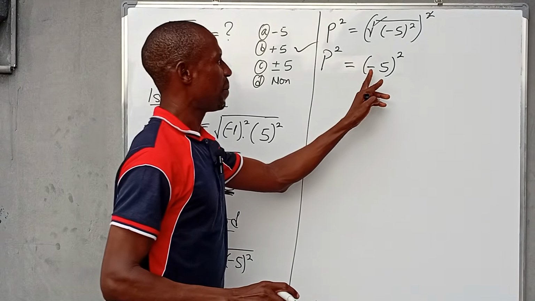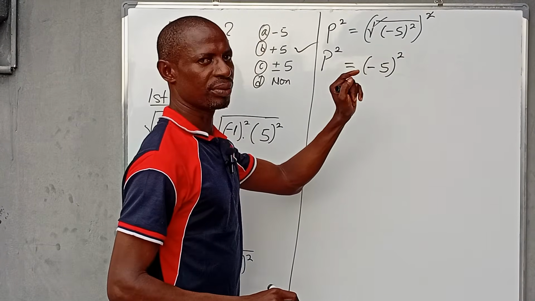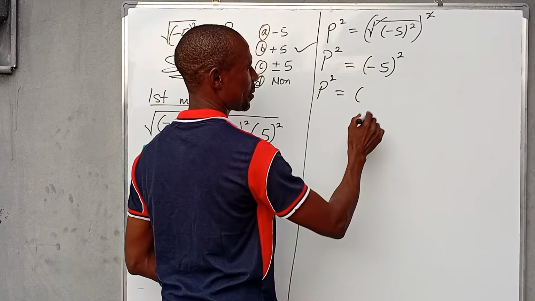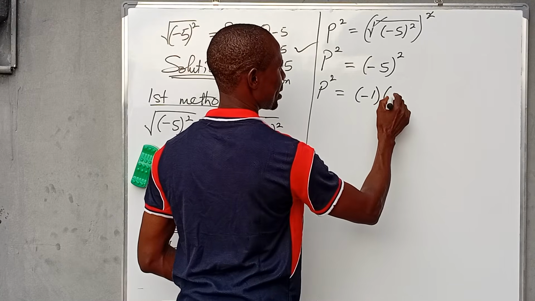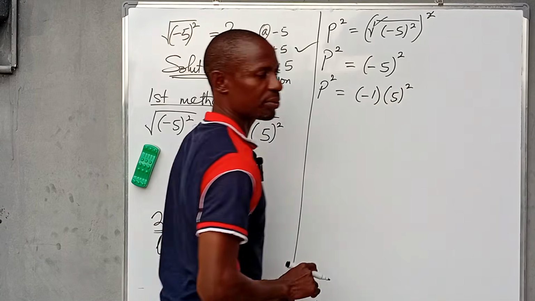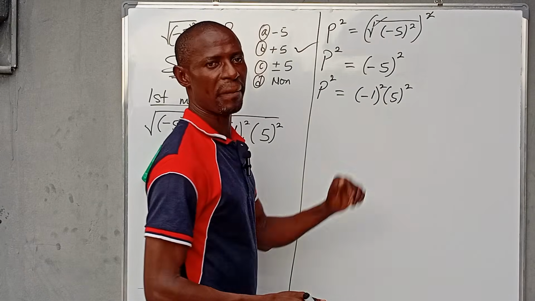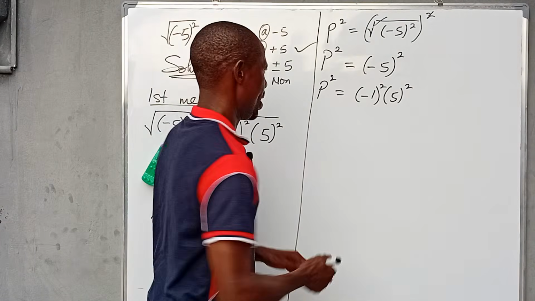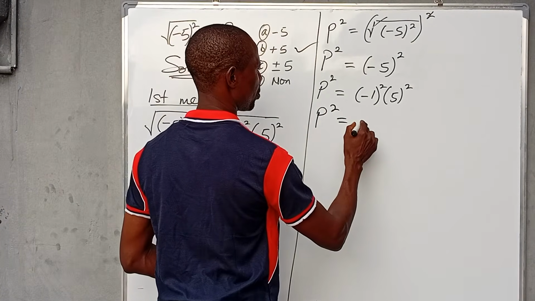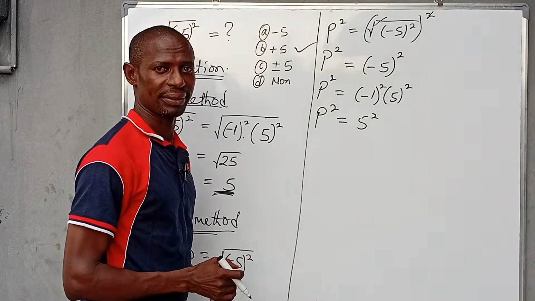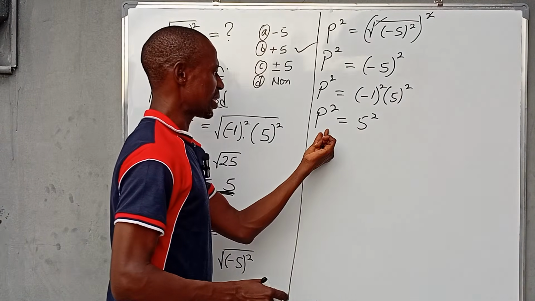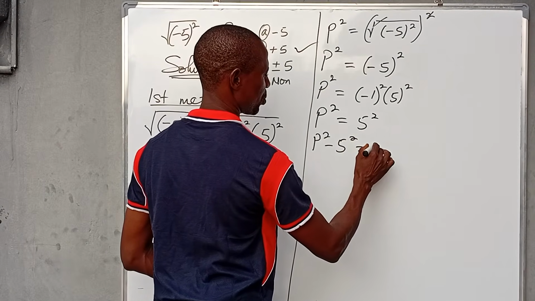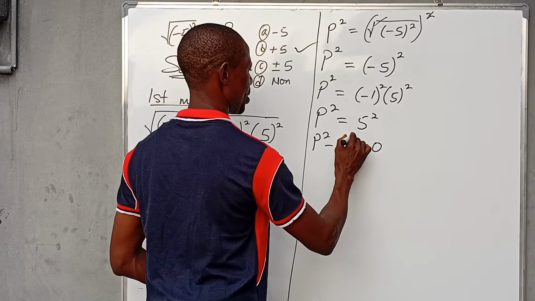Simple. Now, (−5) raised to the power of 2 can be rewritten as P equal to, here we have (−1)(5) all raised to the power of 2. Now, from here, we know that (−1) to the power of 2 will give us positive 1. So 1 times everything here will still give us 5 to the power of 2. And so we're going to end up having P to the power of 2 equals 5 to the power of 2. Easy. Then, move this to this side of the equation. We're going to have P to the power of 2 minus 5 to the power of 2 equal to 0. Let me write it well.